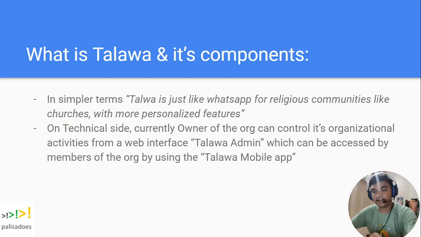On the technical side, the owner of the organization can control its organizational activities from a web interface called Talawa admin, which can be accessed by the members of this organization using the Talawa mobile app. So how this works: let's say there is a church based in Brooklyn, so we'll call it Brooklyn Church, and for Brooklyn Church there will be a social media manager assigned, and he would like to post new messages about the church.